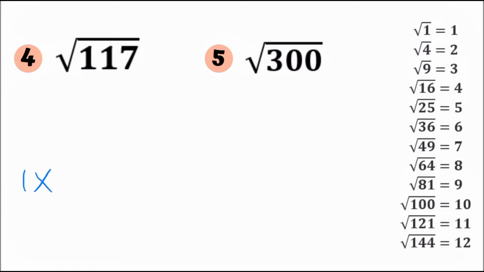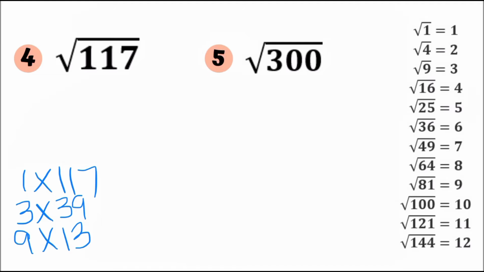1 times 117, 3 times 39, 9 times 13. Again, you can always use your calculator to find the factors, especially when the numbers are large. Which one of these factors are perfect squares? I see 9. 9 is a perfect square. 1 is always a perfect square. However, 1 doesn't really help us break down 117.